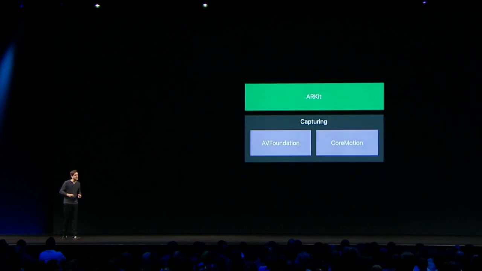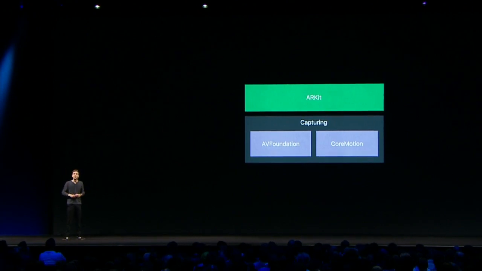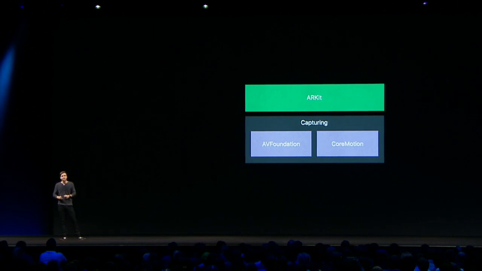In addition to processing, ARKit also handles the capturing that is done in order to do augmented reality. So using AV Foundation and Core Motion under the hood, we capture images as well as get motion data from your device in order to do tracking and provide those camera images to your renderer. So now, how do I use ARKit?